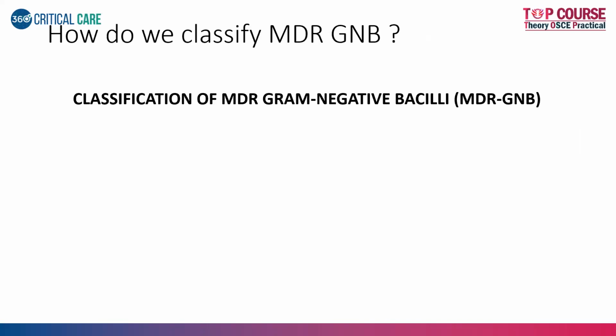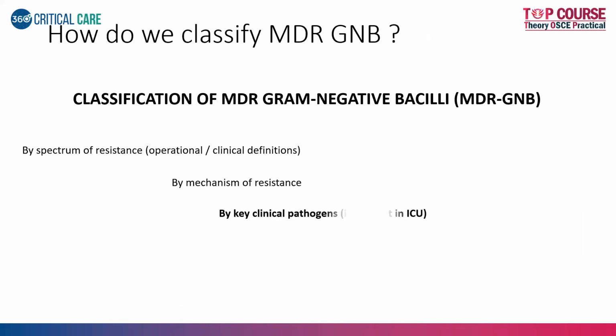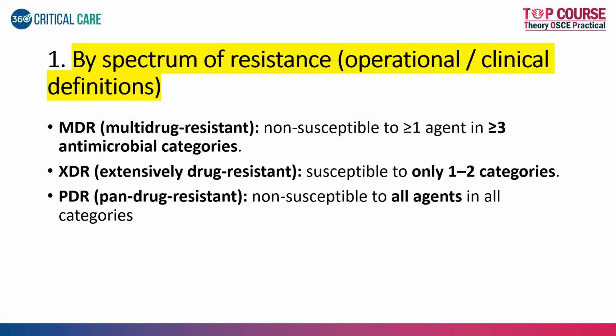So how do we classify MDR gram-negative bacilli? They can be classified in four major ways: by spectrum of resistance that they develop, mechanism of resistance they have, clinical pathogens, like how we get our report from the labs, or by WHO priority. Probably in your viva they might ask you what the WHO priority pathogen list is. If you remember the critical pathogens, it's more than enough. I'll be discussing each one in detail.